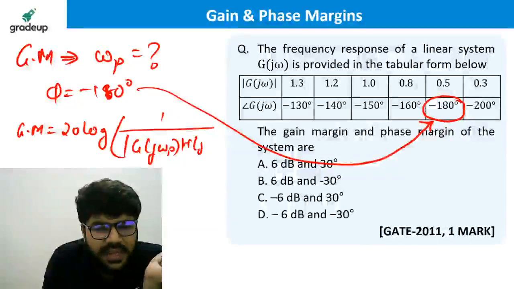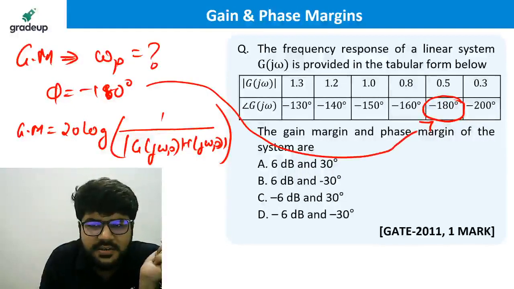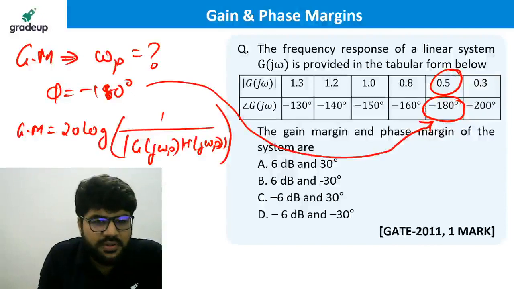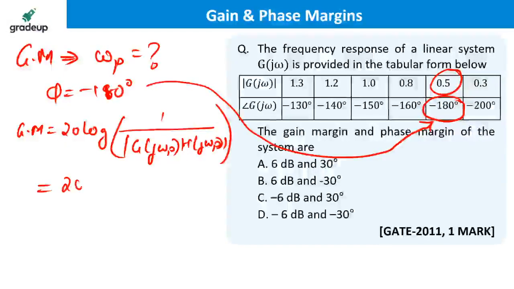That omega p is not known to us, but what is the magnitude at this point? That is known to us at least. What is the magnitude at this point? 0.5. So put down this value. 20 log of 1 upon 0.5. That is 20 log 2, which is 6 decibel.